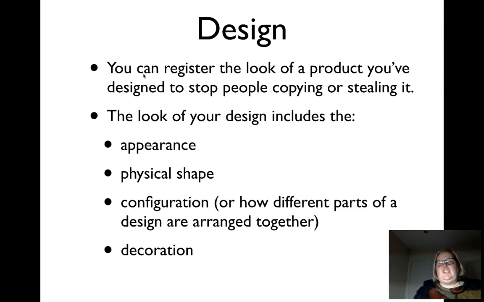Design. So you can register the look of a product you've designed to stop people copying or stealing it. What does that mean? Well, it's the look of your design, and it includes the appearance, the physical shape, the configuration or how the different parts are put together, and also any decoration. So for example, if you were going to create a character for your game, then you could ask for design protection on that. And what you'd have to do is create a sheet that contained the appearance, physical shape, and decoration and configurations of that main character.